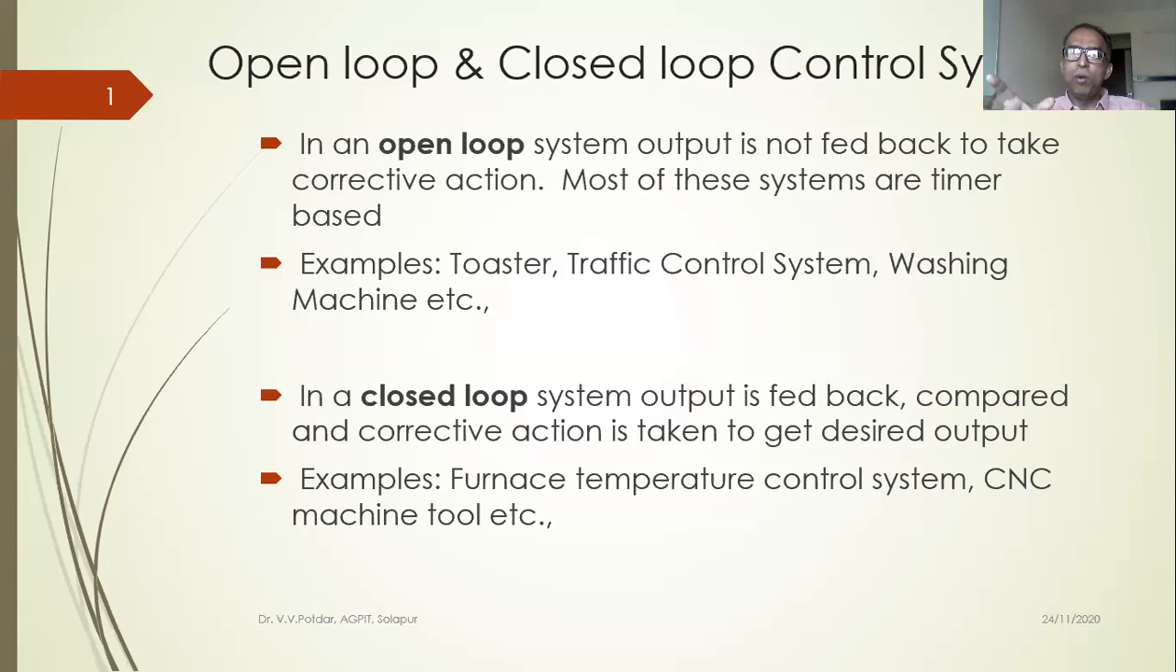Till the desired output is obtained, it will not stop. So it will constantly take the feedback of the output, like a furnace temperature control system. There will be a sensor which will be sensing the temperature, and I have the desired temperature of 1000 degrees Celsius. That is the set temperature. The desired output is 1000 degrees Celsius. The closed loop system or the feedback control system ensures that within the furnace 1000 degrees Celsius is maintained.